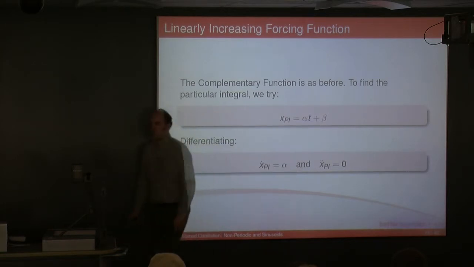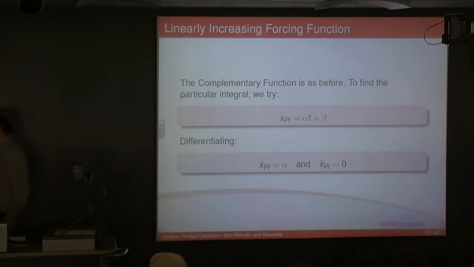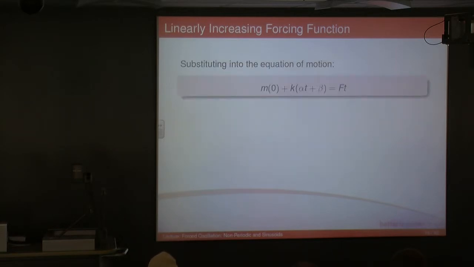And obviously, you take the derivative of that again to get the second derivative. And obviously, the derivative of the constant alpha is 0, so that disappears. And you plug that back into your equation of motion with the forcing function. So x double dot is 0, so you have m times 0 plus k times (alpha t plus beta) equals f t.